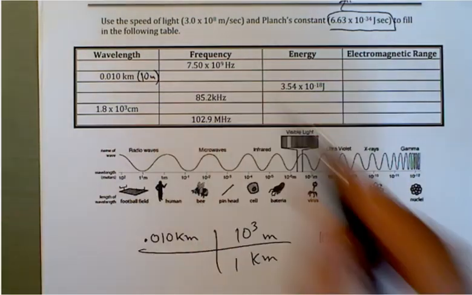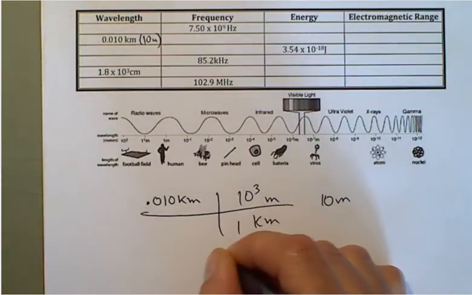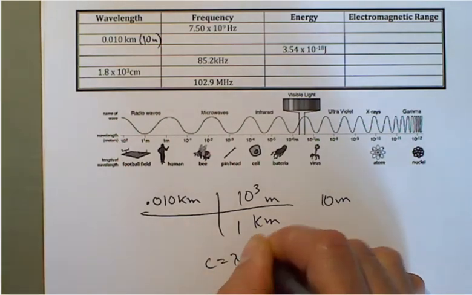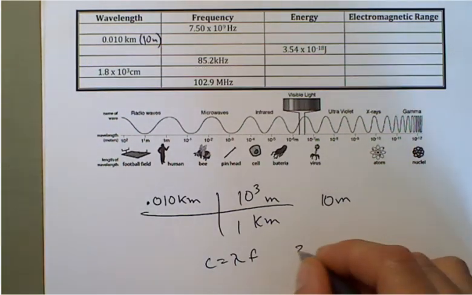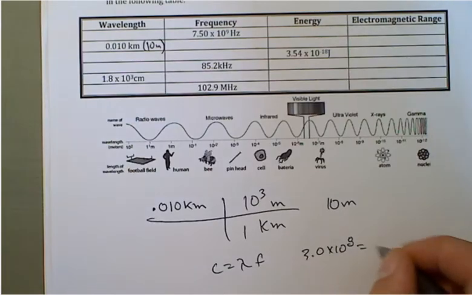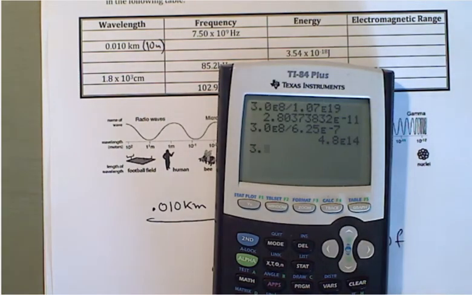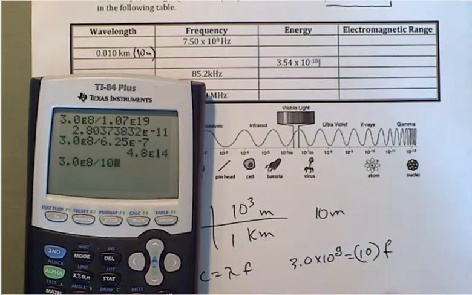Now I can solve for frequency. So let's go ahead and start solving. My speed of light equals my wavelength times my frequency, so I'm going to use that equation. I have 3.0 times 10 to the 8th equals my wavelength, which is 10, times my frequency. All I'm going to do is go 3.0 times 10 to the 8th divided by 10. That should isolate frequency right there.